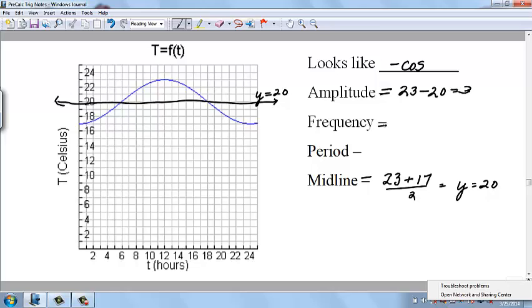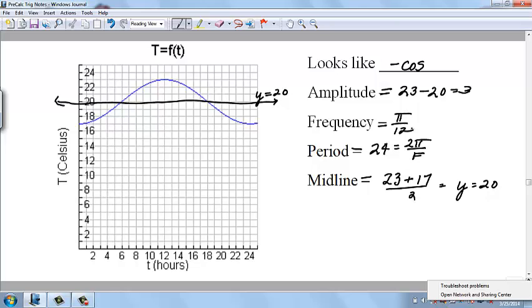My frequency, we're going to have to wait. My period, how long does it take me to see this? Well, 24 hours, because it looks like it's happening in one day. So my period is 24 hours, which equals 2 pi over my frequency. Flip their places. 2 pi over 24 is pi over 12.